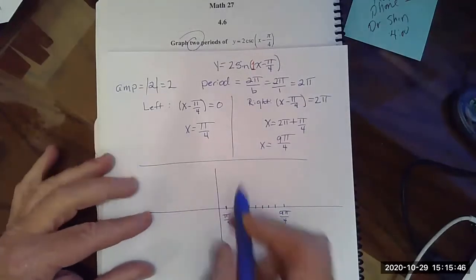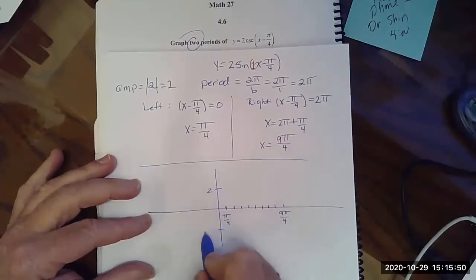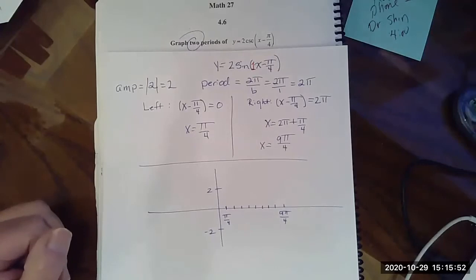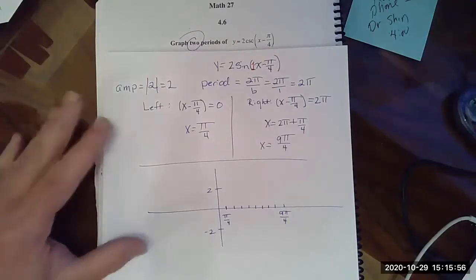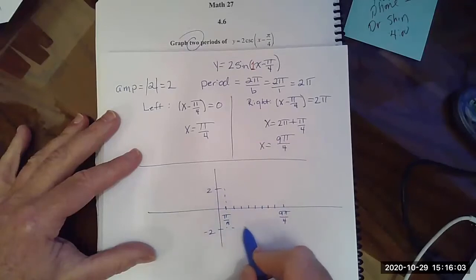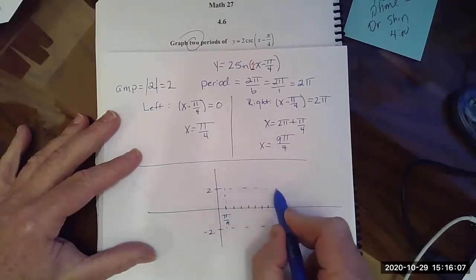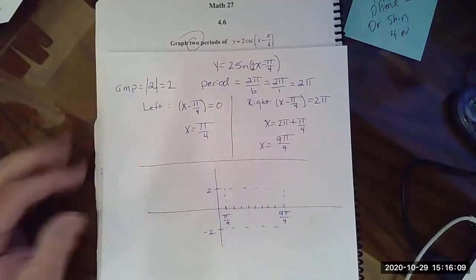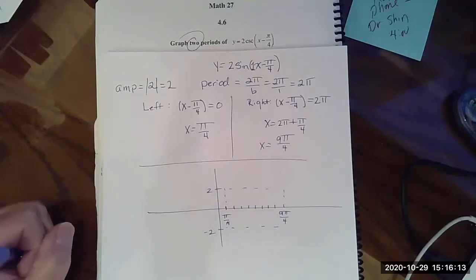Amplitude is 2. So let's say here is 2 and there is -2. The little imaginary box, if you're thinking about that, would be like here. Of course, the box isn't part of the graph, but it just helps guide me with, I wish I had a pencil.